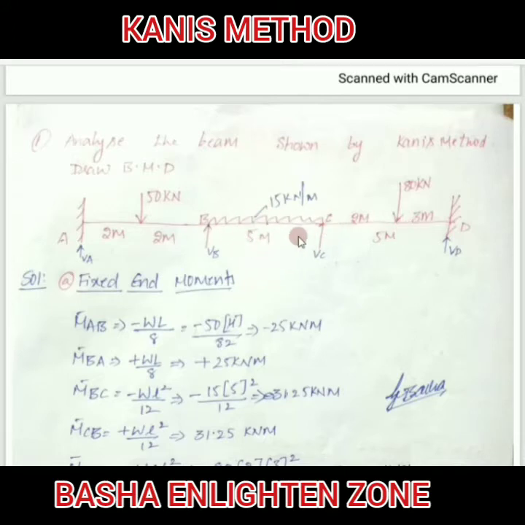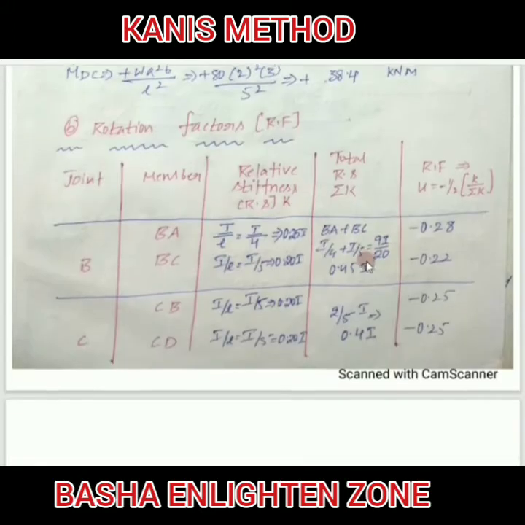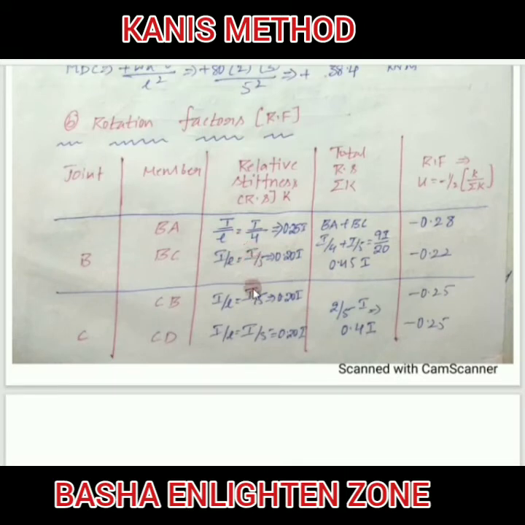Then go to the CD member. For CD, the far end D is fixed. So that is the reason your condition will be I by L, where the property is equal to I. There will be no property given in the problem. That is the reason I equal to I and L equal to the total length of that span. Therefore I by L, so see here: I by 4, I by 5, I by 5. Like that you will get. These are the individual relative stiffnesses for those particular members.